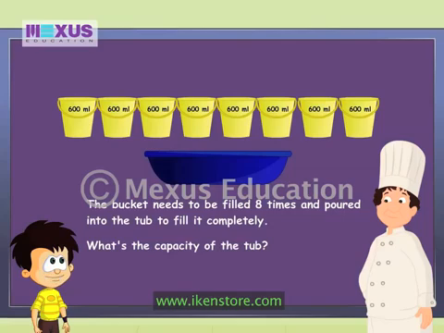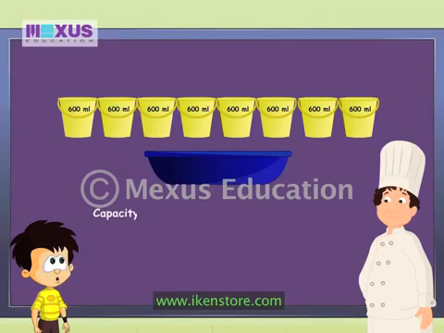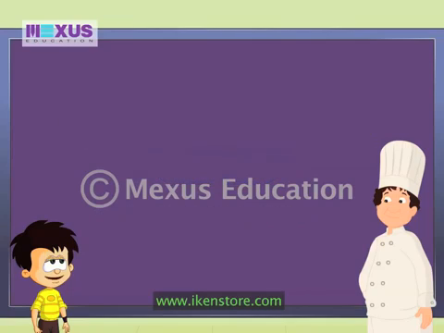Let's see. If 8 buckets hold 600 milliliters of water each, then the total amount of water all the buckets hold is 600 milliliters multiplied by 8. That is 4800 milliliters. Yes, exactly. But can you tell me how much this would be in liter and milliliter? Give me a hint, Cyrus. Okay, listen.